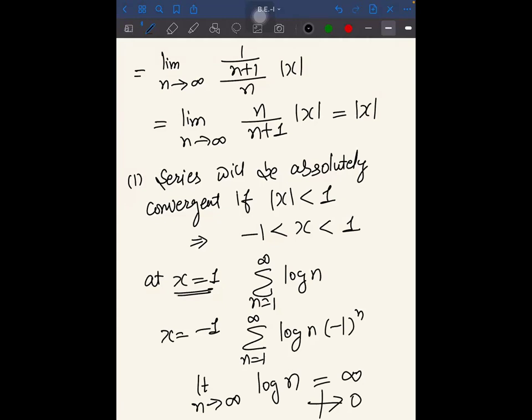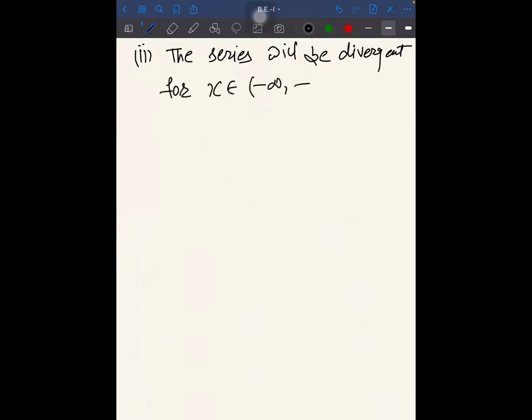And so therefore it is convergent only in this interval, not at the end point. So there is no point of even conditional convergence as well. And for divergence, you know that the remaining interval is for the divergence of the series. So the series will be divergent for x belongs to -infinity to -1 union 1 to infinity.